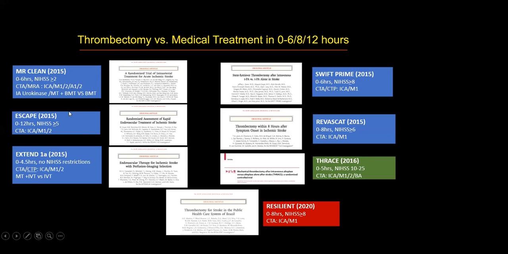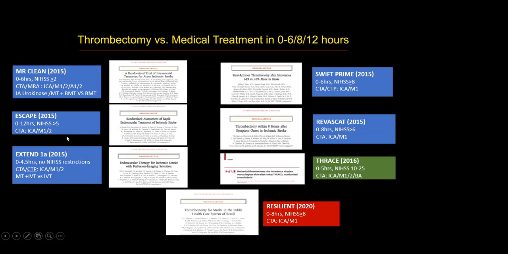The MR CLEAN trial, which was done in the Netherlands, is a randomized trial of intra-arterial treatment for acute ischemic stroke, where patients were randomized within 6 hours with an NIHSS score of more than 2 and a proximal arterial occlusion. It shows that those given intra-arterial urokinase and mechanical thrombectomy plus the best medical treatment had superior outcomes compared to those receiving only the best medical treatment.